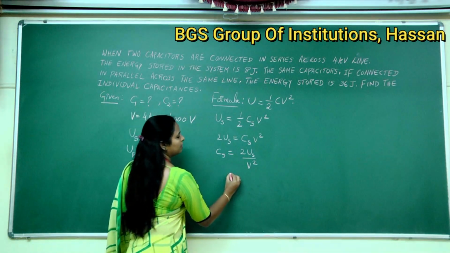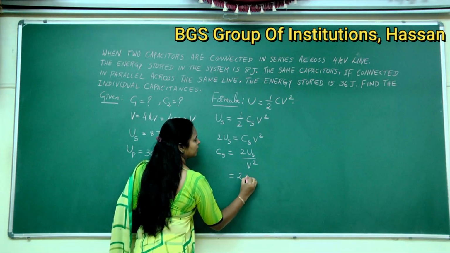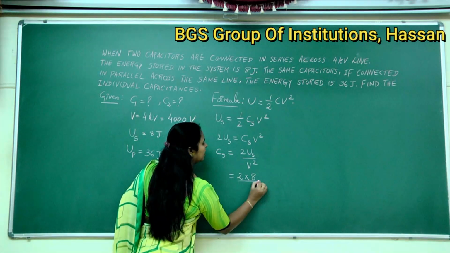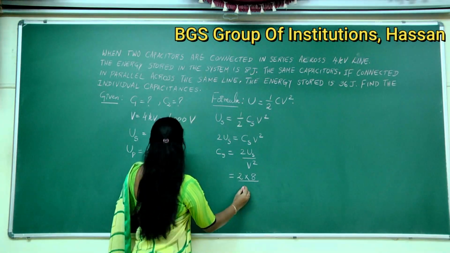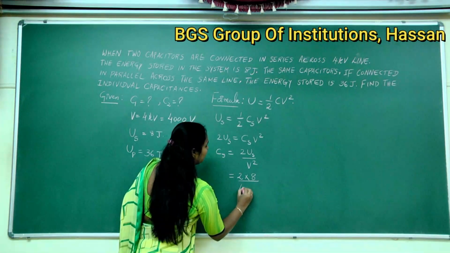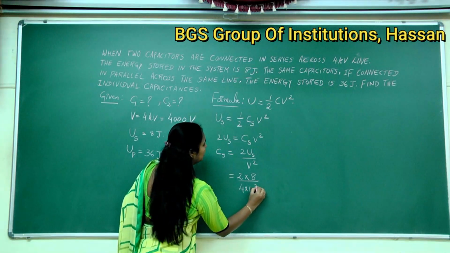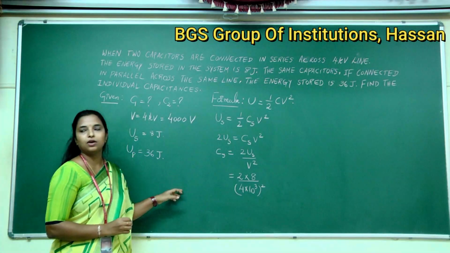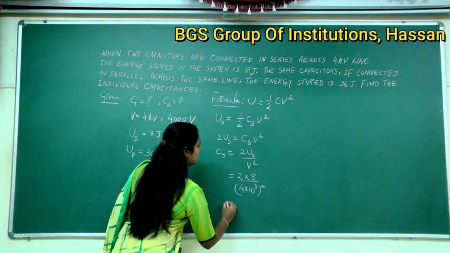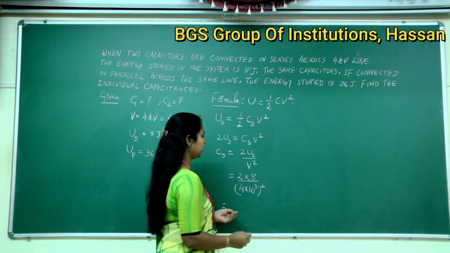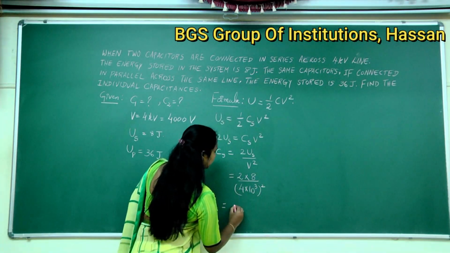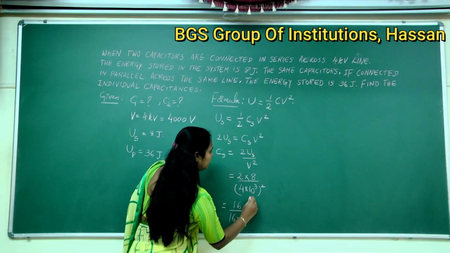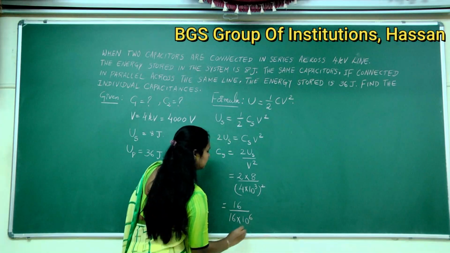Now, substitute the values. 2 into, what is the value of US? It is 8 divided by V, which is 4 into 10 power 3 whole square. So now you can calculate it using the calculator. 4 4 is 16 into 10 power 6.